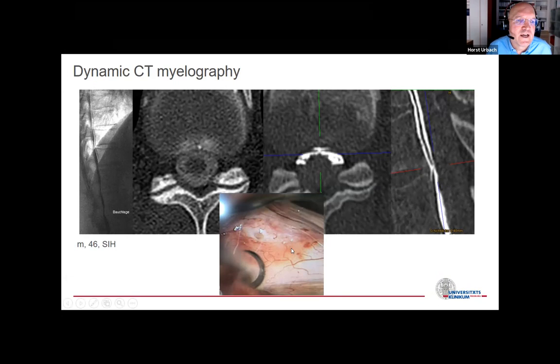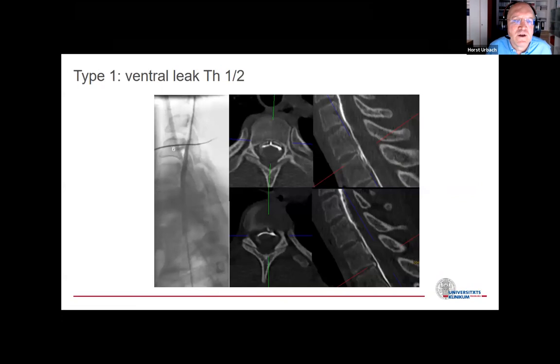Next slide. Another example, to show that it sometimes can be difficult to identify which is the bony spur that caused the ventral dural tear. And here we have a ventral leak at the upper of these both levels. So next slide.